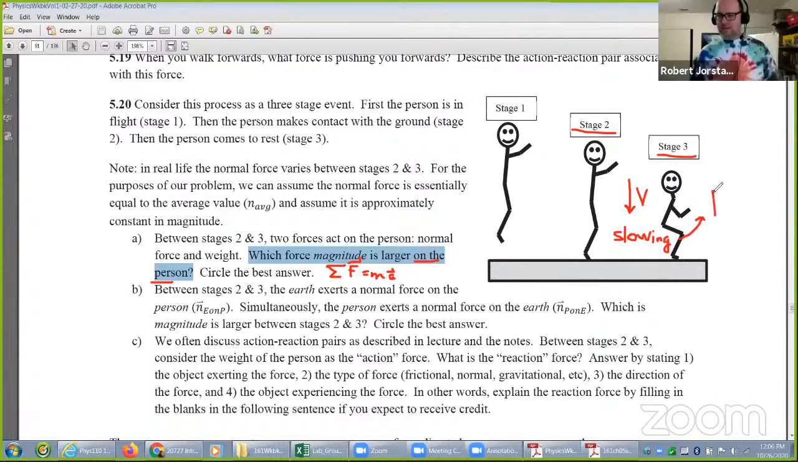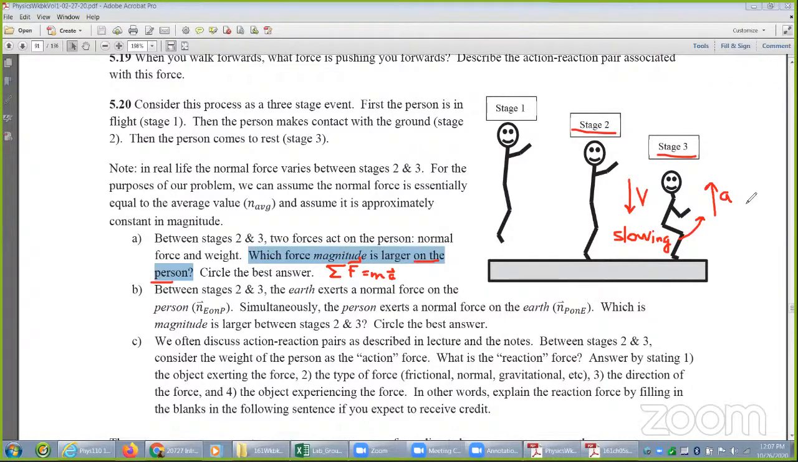So which force has to be bigger? If the person's center of mass is accelerating upwards, who's winning the game, weight or normal force? Normal force. Isn't that trippy?